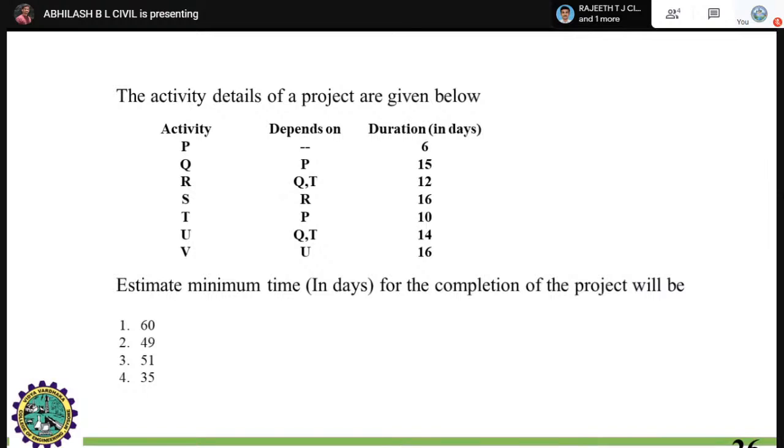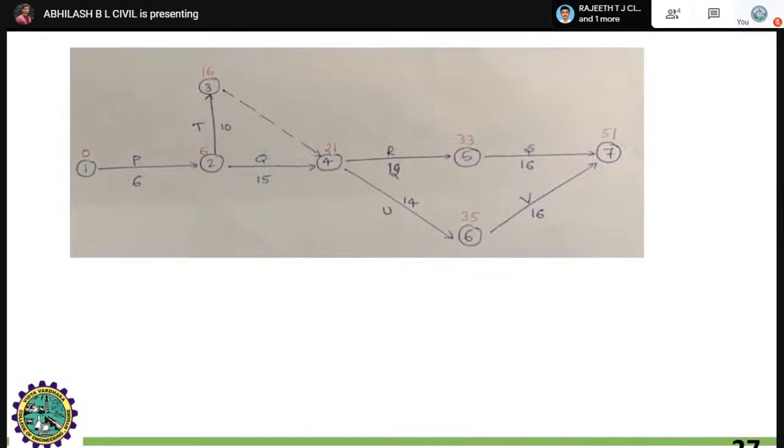Here you have to identify the estimated minimum time in days for the completion of the project. They have given the options 60, 49, 51, 35, right? Immediately after seeing such questions, you have to start noting down the diagrams in such a way that you start sketching. Already I have solved this, right?